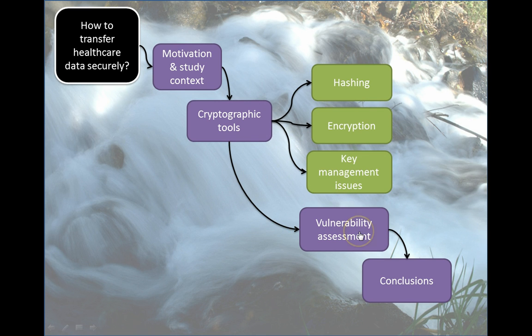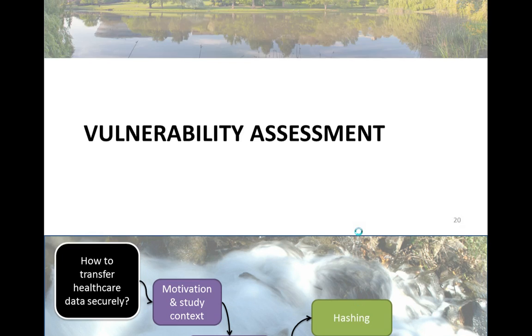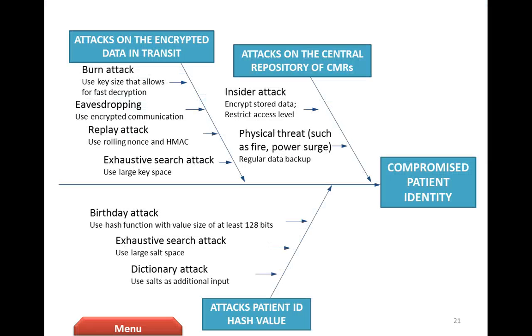Now, having done that, if you look at the cryptographic literature, you always want to look at the vulnerability of the system. So we propose a solution. Then you want to come back and check: we propose some solutions, but is it secure? Is it robust to attacks? So we have to engage in a vulnerability assessment. That's exactly what we have done. We said, patient ID is compromised. But how is it compromised?